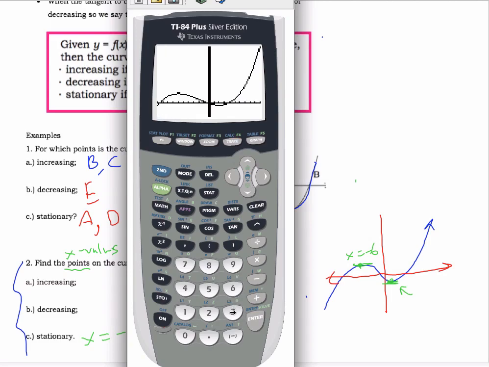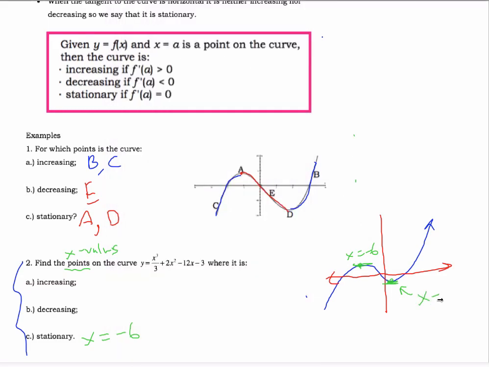Okay, I'm going to find that local minimum. Press 3. Okay, I am to the left of it. Now I'm going to go to the right of that minimum. And I'm going to guess, I'm going to go right onto it. Press enter, I get 2. So x equals 2 is the other stationary point.